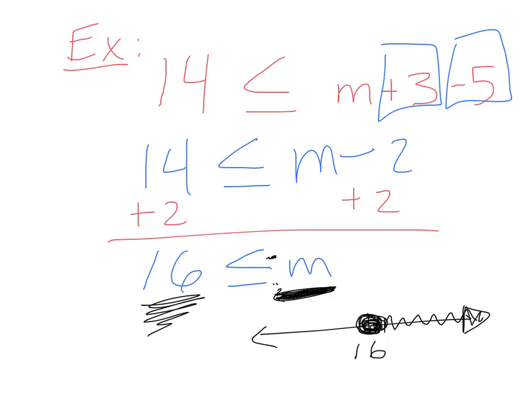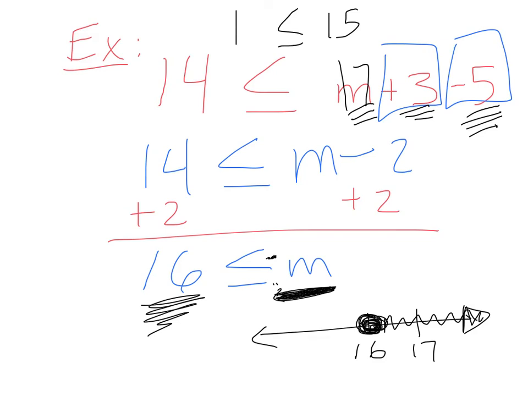We're done. But just to check yourself, you can go back up to the top and plug in a number that's bigger than 16. How about 17? And see if that works for this inequality. 17 plus 3 is 20. 20 minus 5 is 15. Is 15 bigger than or equal to 14? Of course it is. So it looks like we've got the right solution down here, where we're looking at the numbers that are bigger than or equal to 16.